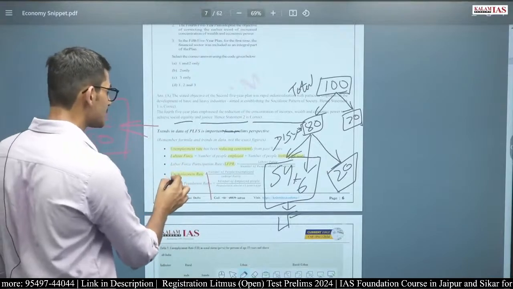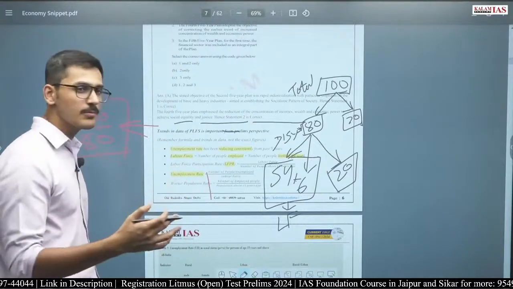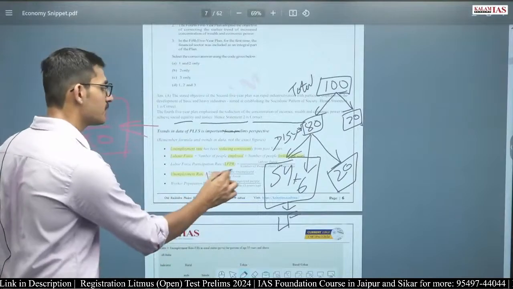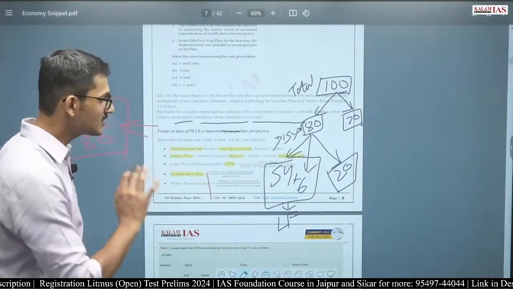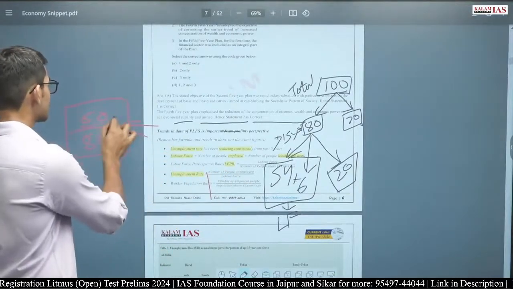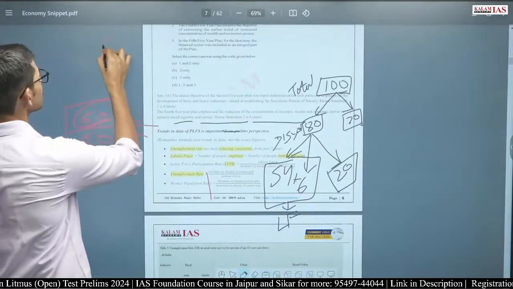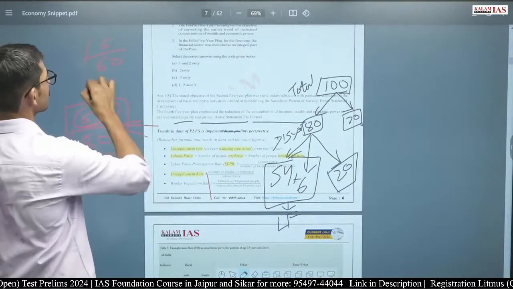Now the next term is unemployment rate. What is unemployment rate? Unemployment rate is number of people unemployed divided by labor force. What is the labor force? Labor force is 60 people. So unemployment rate is 6 upon 60.